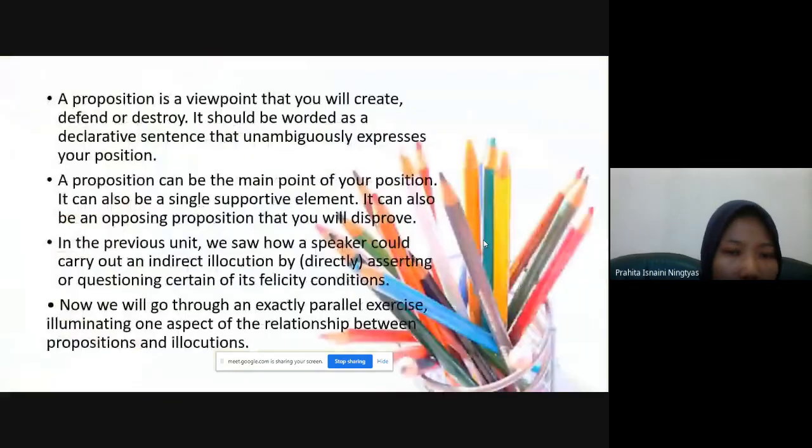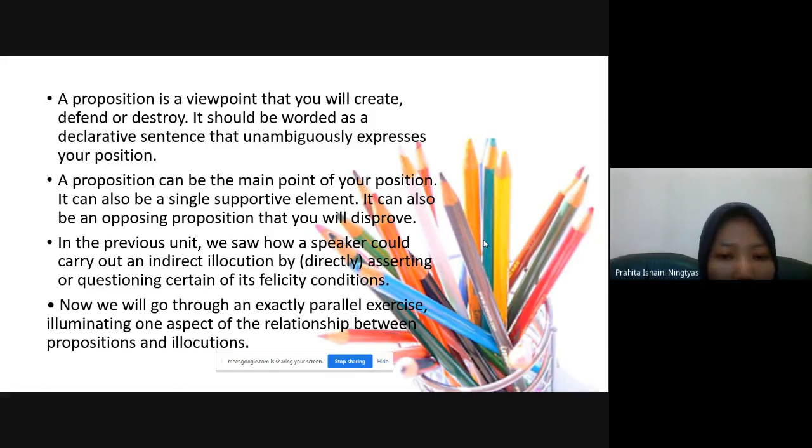A proposition is a viewpoint that you will create, defend, or destroy. It should be worded as a declarative sentence that unambiguously expresses your position. A proposition can be the main point of your position. It can also be a single supportive element. It can also be an opposing proposition that you will disprove.